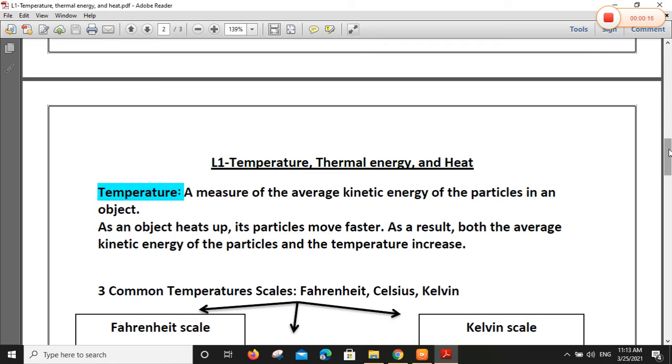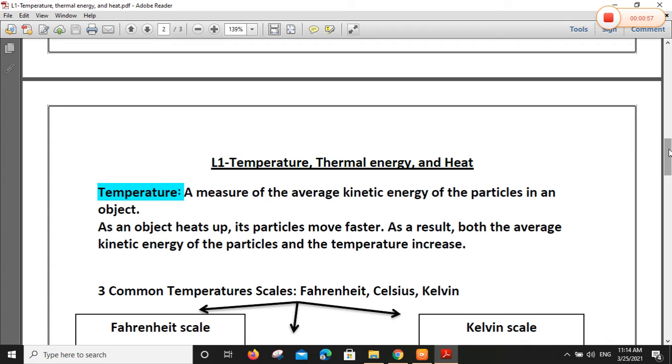What's meant by temperature? Temperature is a measure of the average kinetic energy of the particles in an object, or how hot or cold an object is. Because, as we mentioned before, any matter, any object made of particles, maybe solid, maybe liquid, maybe gas, the particles have kinetic energy. So the particles move. The movement of particles, or the kinetic energy of particles, this is what I mean by temperature: the measure of the average kinetic energy of the particles in an object.